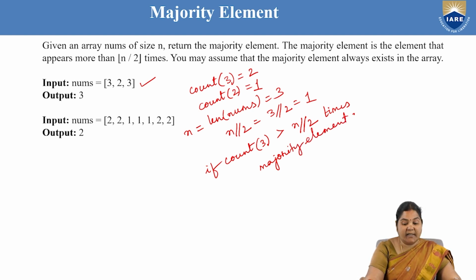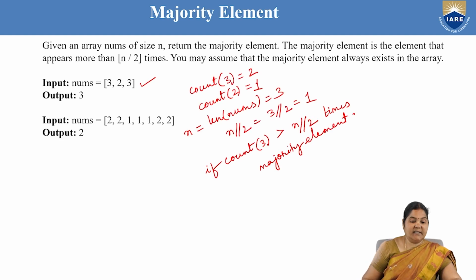So this question is very simple. We can use a built-in count method to count the elements present in the list. If that count value is greater than the length of the list by 2, half of the length, then that is the majority element. Let us see how to code it.